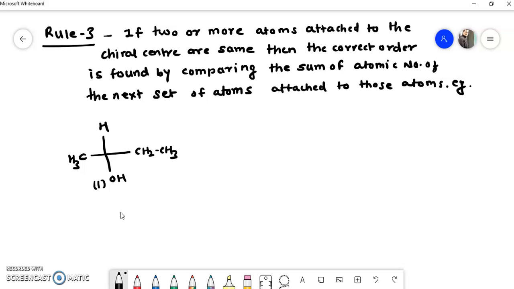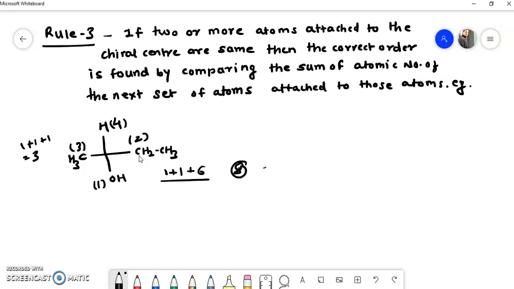Next set of group means to which atoms this carbon is attached. See here, this carbon is attached to three hydrogen atoms. What is the sum of atomic number of these three hydrogen? It will become 1 plus 1 plus 1, so it is 3. Now this carbon is attached to 2 hydrogen, that means 1 plus 1, and again it is attached to 1 carbon, that means 6. So here the sum of atomic number comes as 8. Among these two carbons, which carbon is having highest priority? This carbon is having highest priority. So second number goes to this carbon, third number goes to this carbon, and lowest priority goes to this carbon.